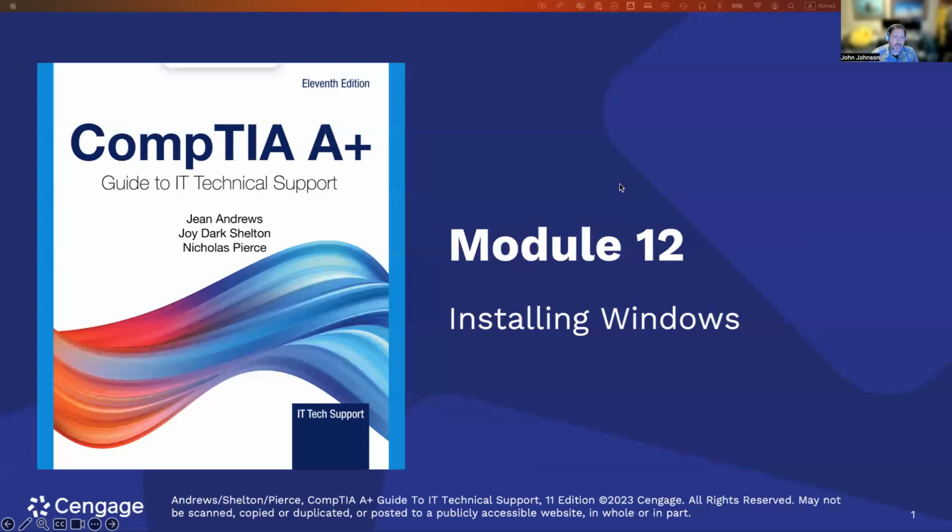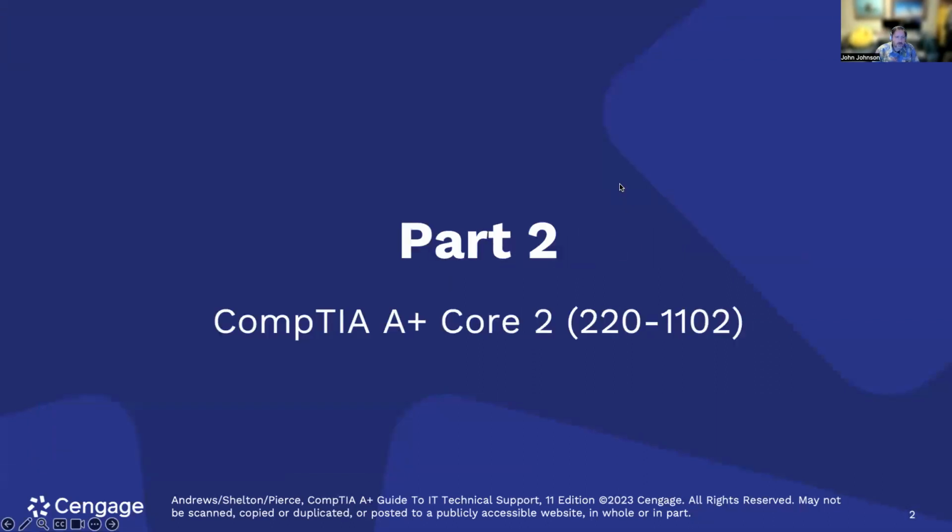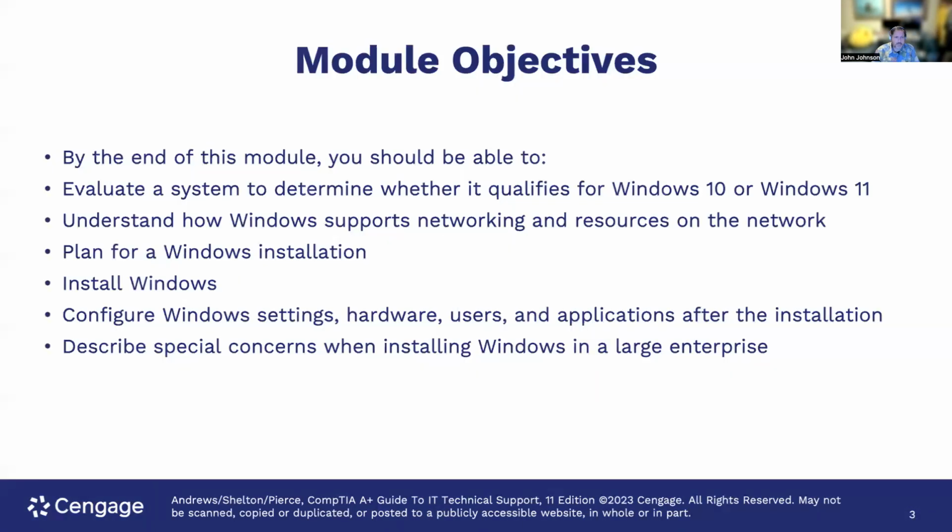Aloha and welcome. In this lesson, we're going to be covering Module 12, which is installing Windows. Particularly, we're going to be talking about Windows 10 and Windows 11. So this is Part 2, CompTIA A+ Core 2, 220-1102.